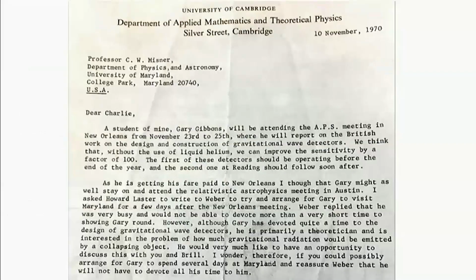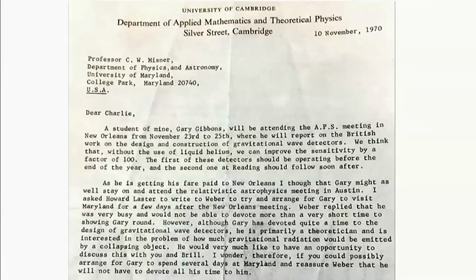Another correspondence I thought was interesting to show is a letter that got typed from Stephen to Charlie. The reason I want to show this has to do with the discovery of gravitational waves by Weber, which turned out to be not an actual discovery, but people were so excited about it that even Stephen Hawking and his student Gary Gibbons, theorists in general relativity, dropped their theory work and started developing the technology for gravitational wave detectors in England.